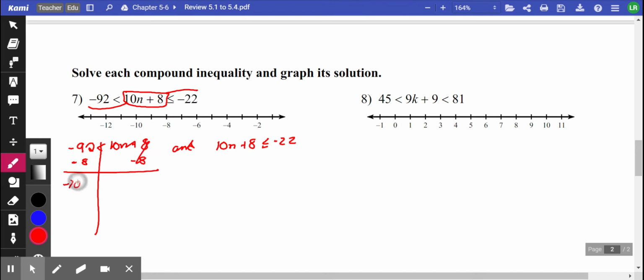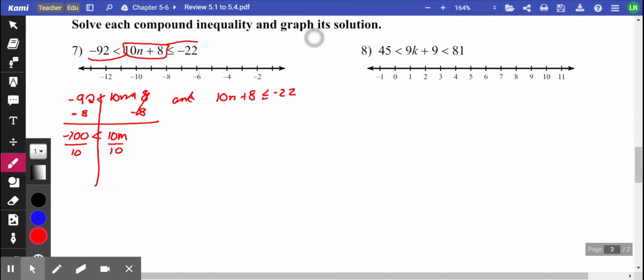Minus 8. Divide by 10. Do not need to flip my inequality sign because I'm dividing by a positive. So this would be negative 10 is less than m. I'm going to rearrange it for graphing purposes. And I would have an open dot going that direction.